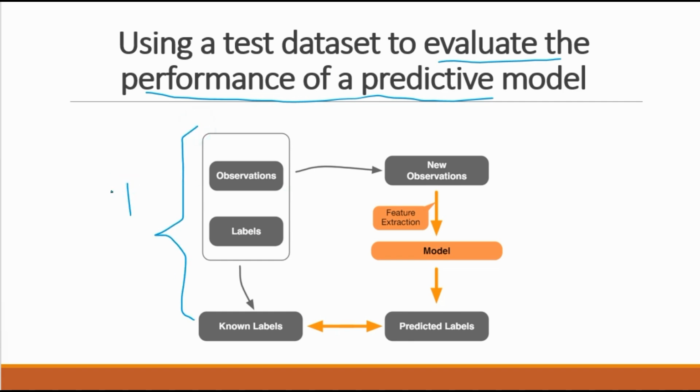If you have a very large data set, what you usually do is shuffle the data set and then randomly divide it into a large portion for training, let's say 70% for the training, and a smaller portion for testing. Well, let's say 30%.